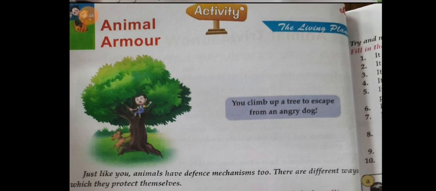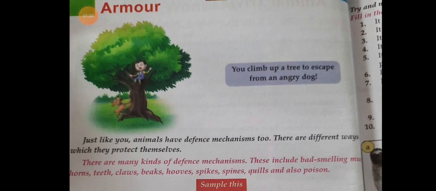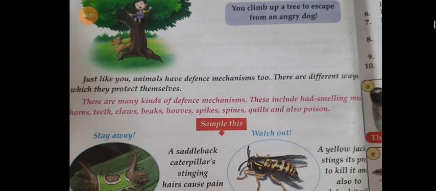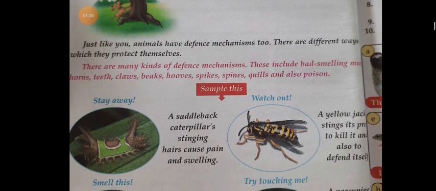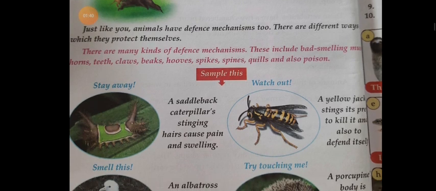And now we will see the next chapter, an activity chapter. It is animal armor. You have to climb up a tree to escape from an angry dog. Just like you, animals have a defense mechanism too. There are different ways which they protect themselves from enemies. There are many kinds of defense mechanisms. These include bad smelling, then horns, teeth, claws, beak, hooves, spikes, and spines, quills, and also poison.